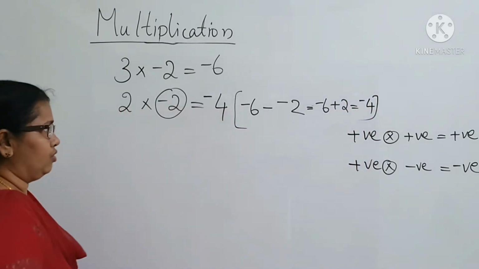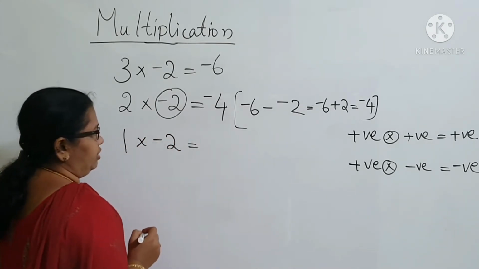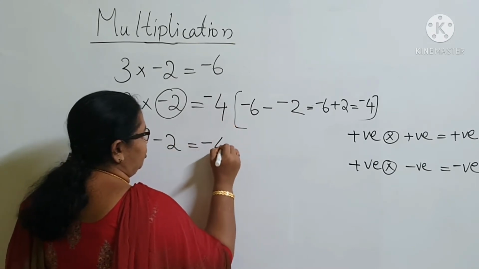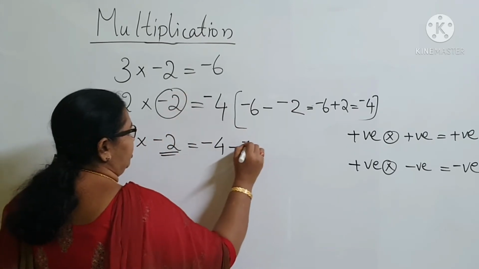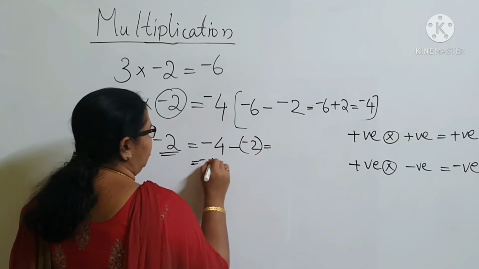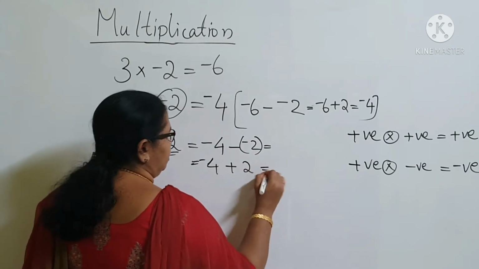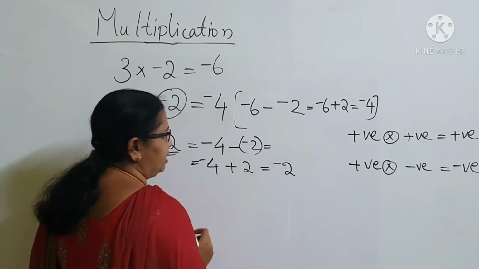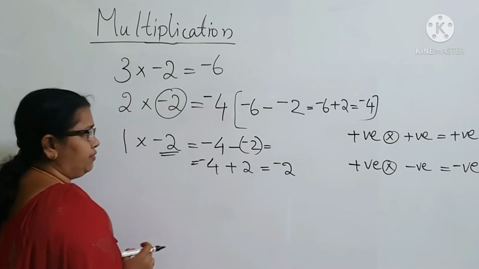That is negative 4. Then what is 1 into negative 2? 1 into negative 2 is, the previous product is negative 4 minus negative 2, multiplying with negative 2. That is equal to negative 4 plus 2. Add the additive inverse. This is negative, this is positive, so subtract them and place the sign of the bigger integer. That is 1 into negative 2 is negative 2.